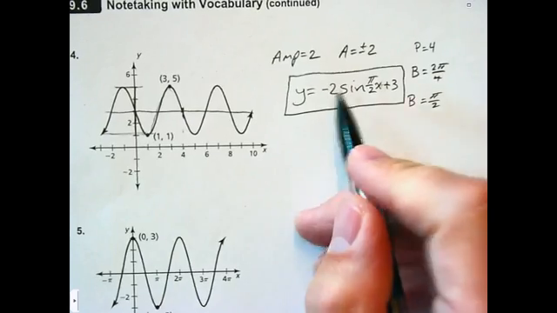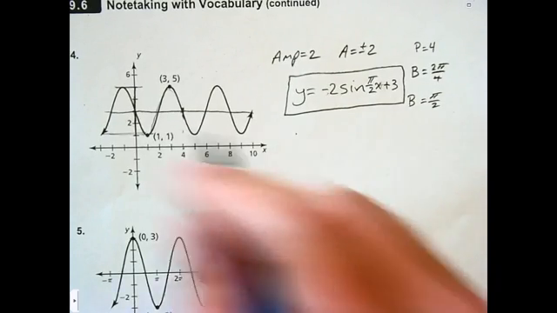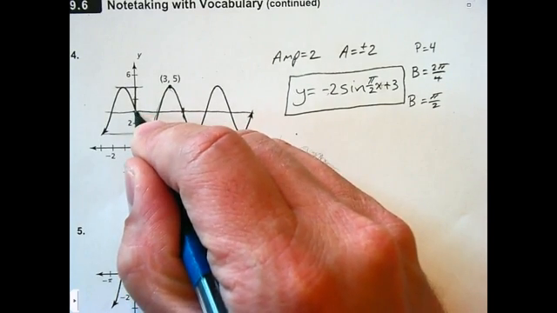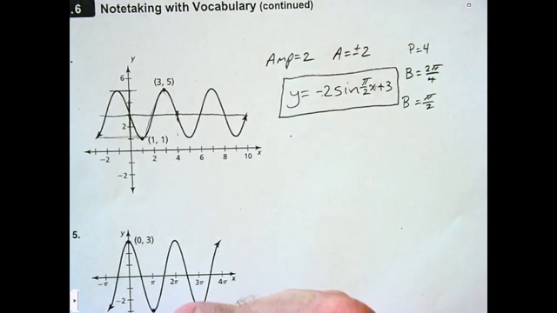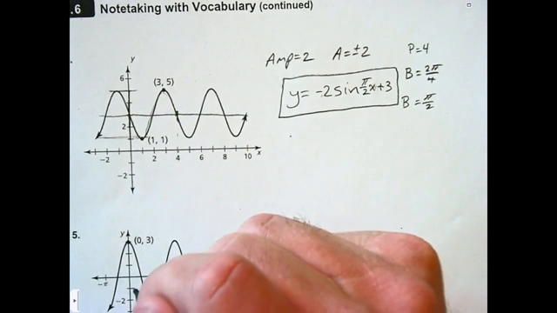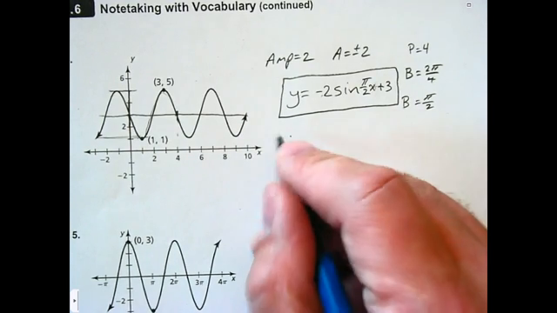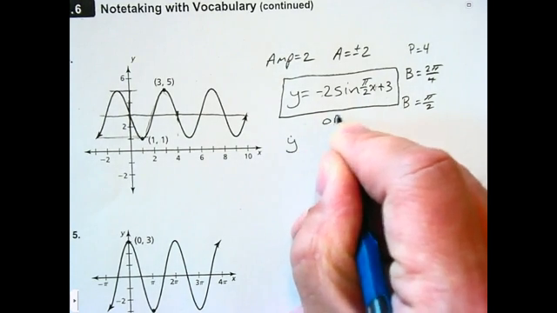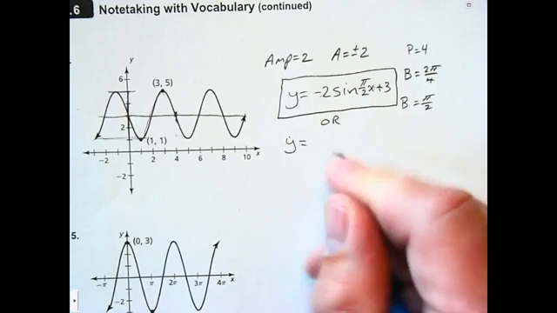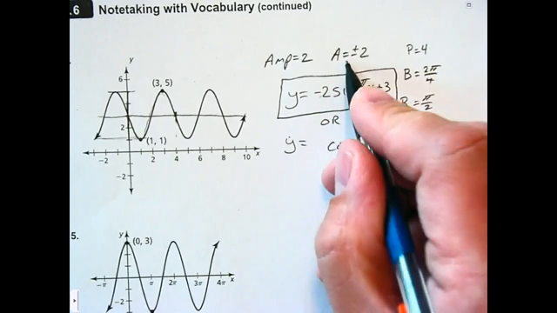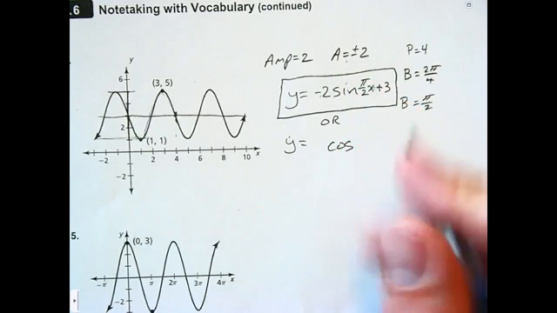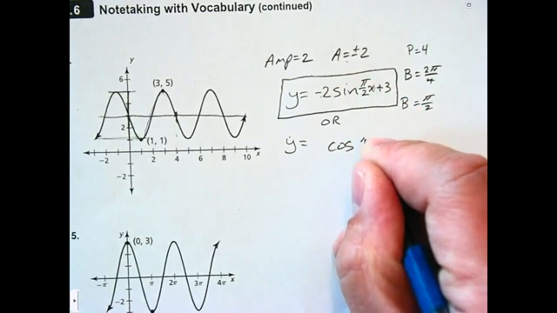If you did positive, you did cosine? Okay. Who else used cosine? Okay, well, let's do cosine then. So this one will work. Let's go cosine. You're still going to have the same amplitude. You're still going to have the same B term.